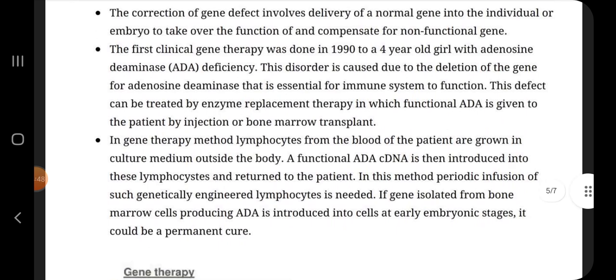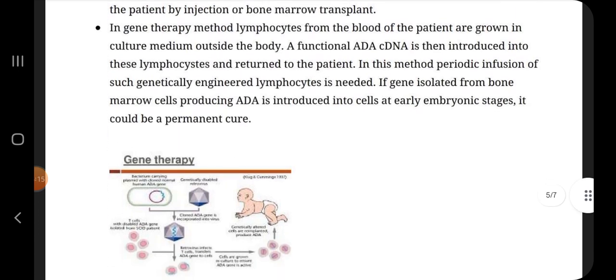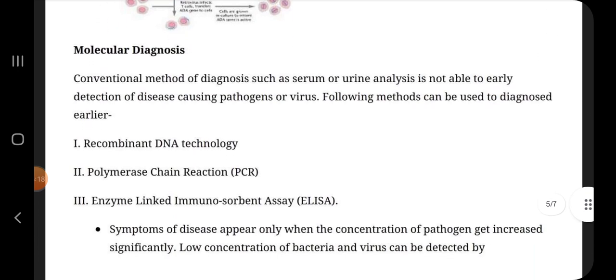Then in the gene therapy method, lymphocytes from the blood of the patient are grown in culture medium outside the body, and a functional ADA cDNA is then introduced into these lymphocytes and returned to the patient. In this method, periodic infusion of such genetically engineered lymphocytes is needed, but if the gene isolated from bone marrow cells producing ADA is introduced into cells at early embryonic stage, it becomes a permanent cure.